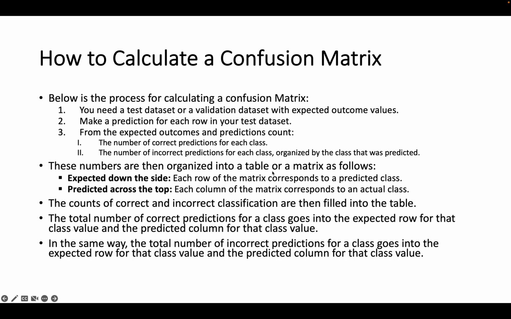These numbers are then organized into a table or a matrix as follows. Expected down the side. Each row of column predicted class. Predicted across the top. Each column of the actual class. ठीक है, ये तो मैंने समझा दिया.